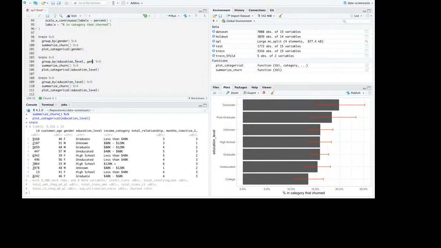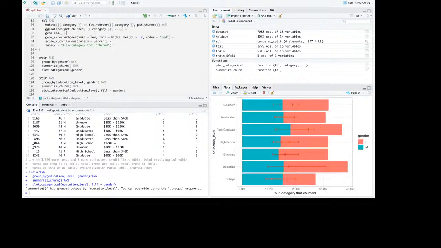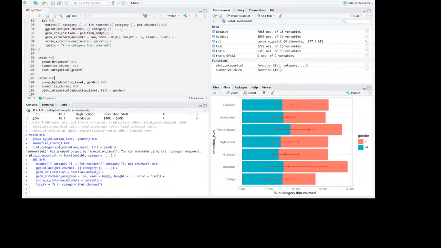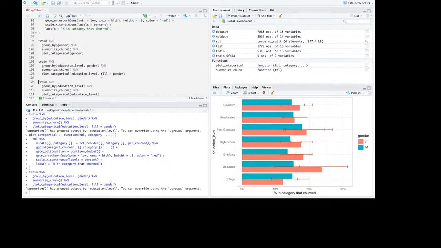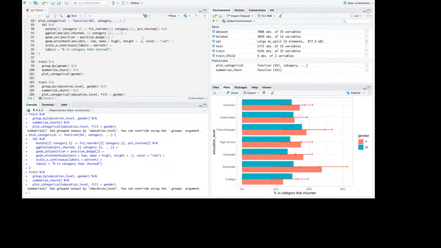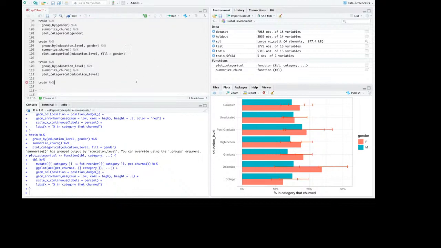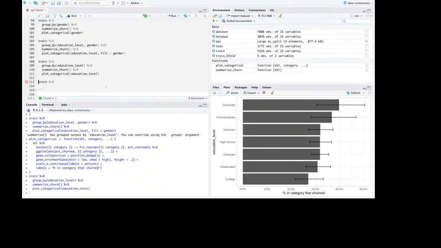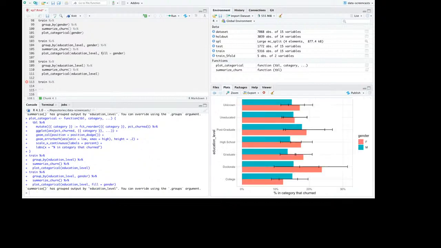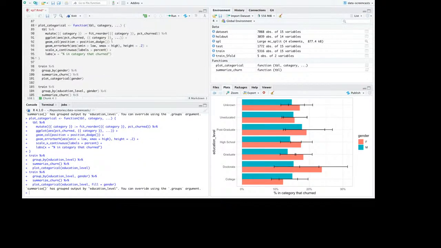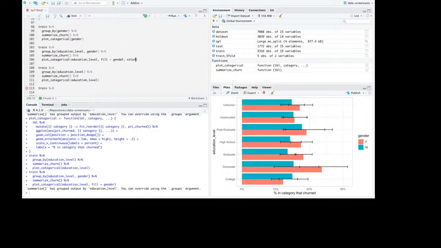Let's throw in gender and try fill equals gender. But to do this, I'm going to need position equals position dodge here. The problem is, I see my color red really got in the way here. This is not actually a perfect graph, because I'm going to want to, here we go, fill and color equals gender.